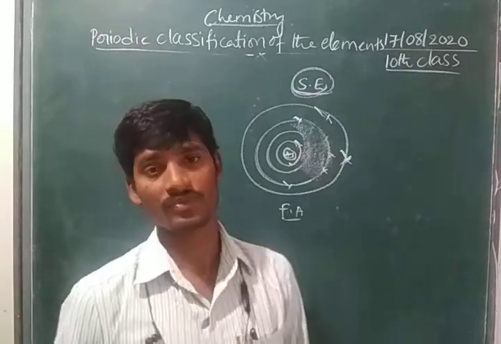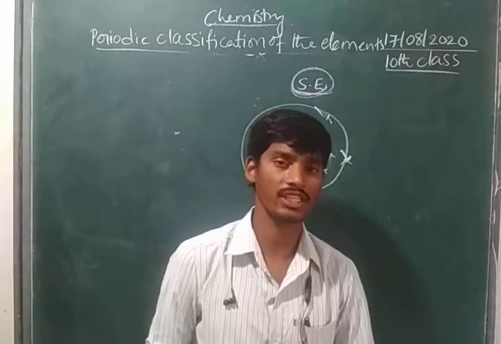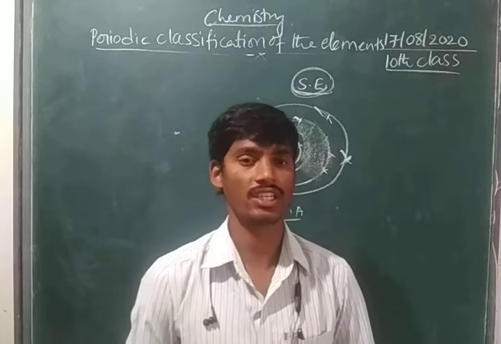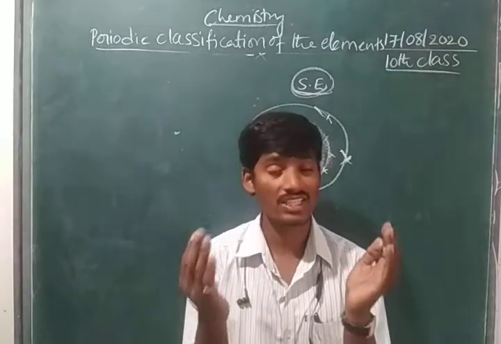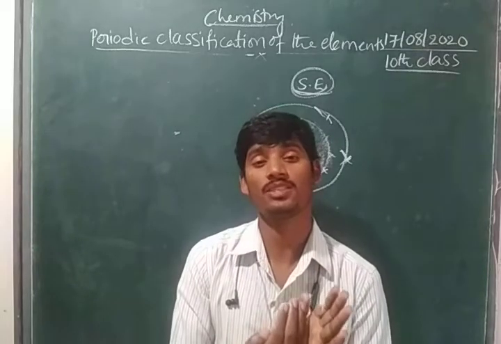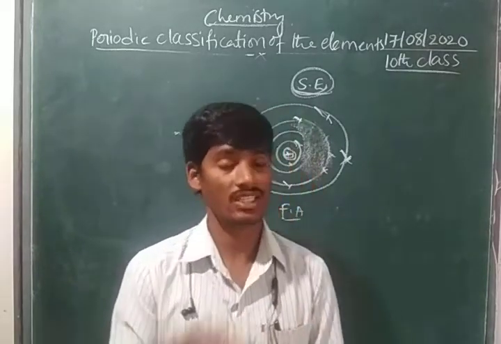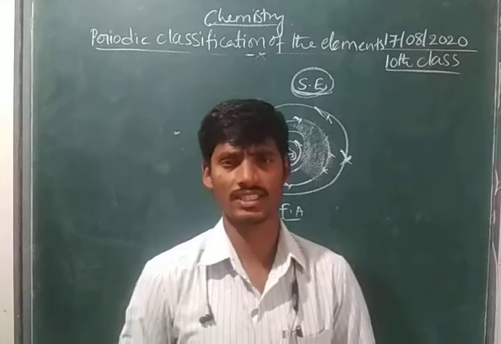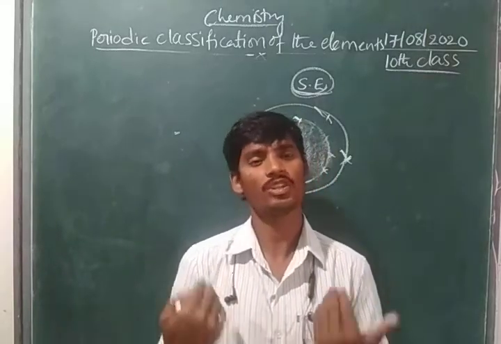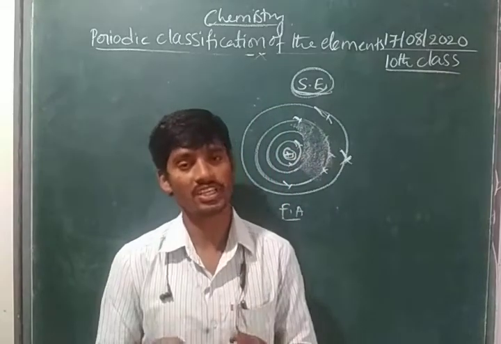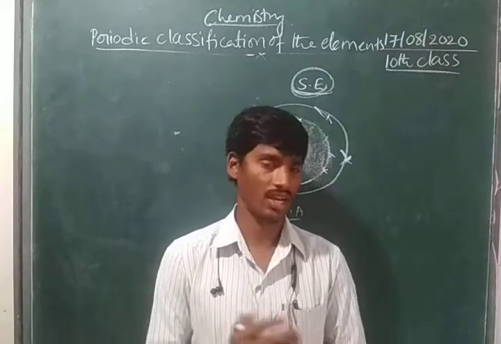And the second one, what is the second one children? Nuclear charge. What is meant by nuclear charge children? See here, when the valency electrons come close to the nucleus, automatically the charge of the nucleus increases. So what is the charge of the nucleus? How many protons are there in the nucleus, that we have to consider as a charge, right children.